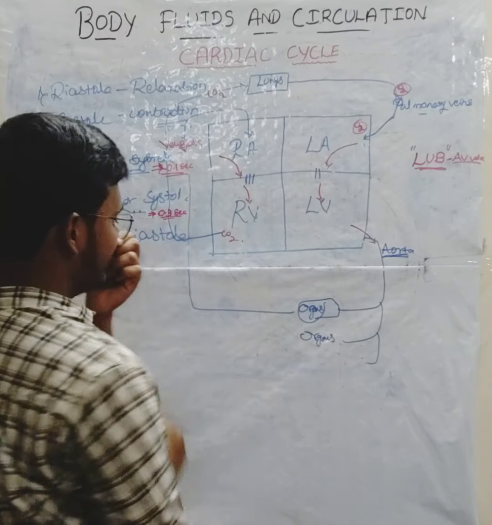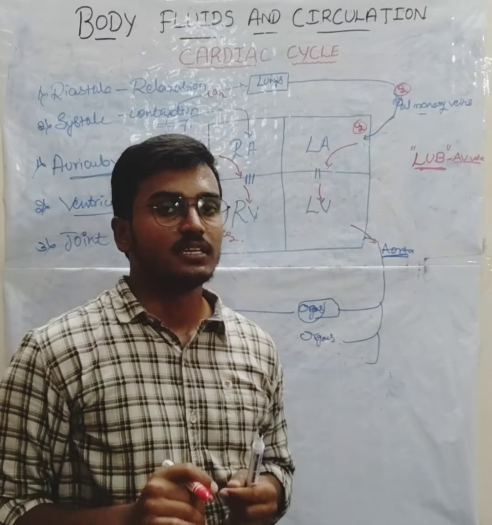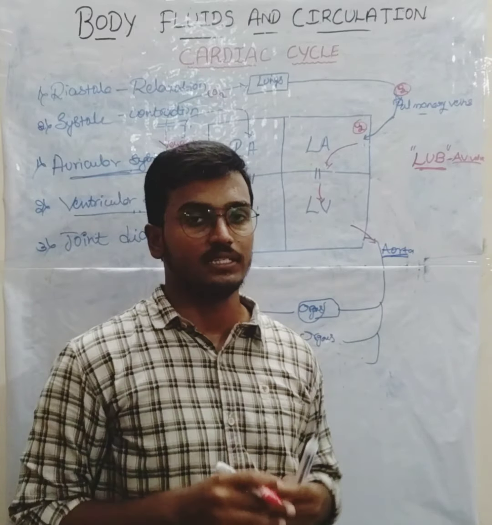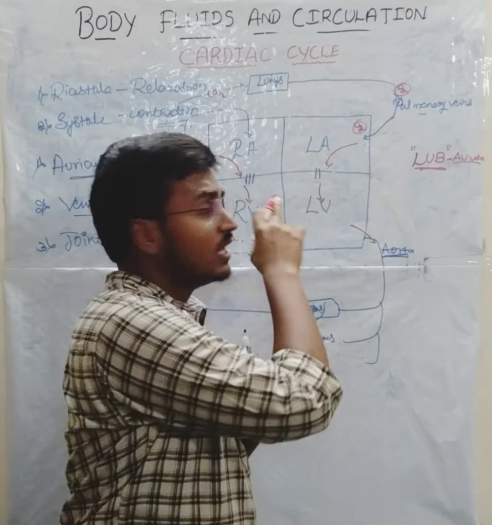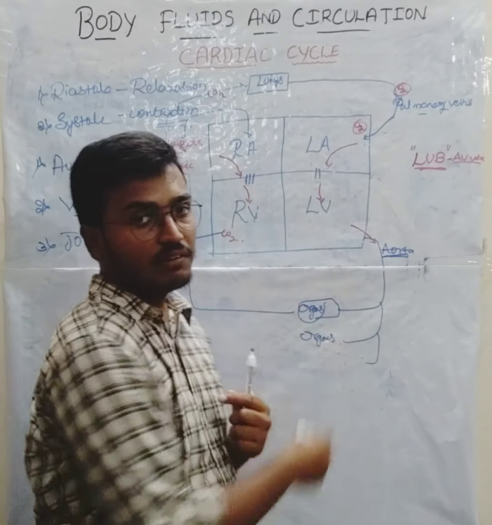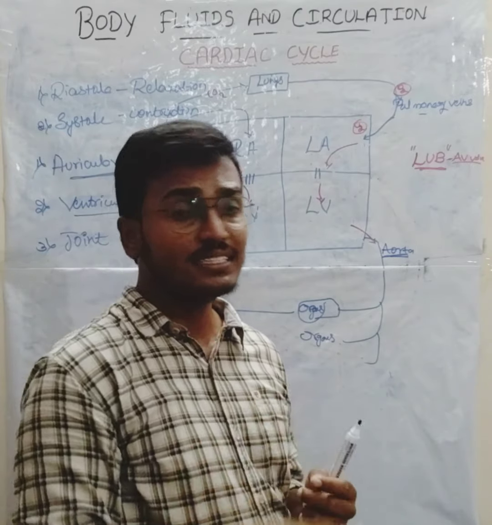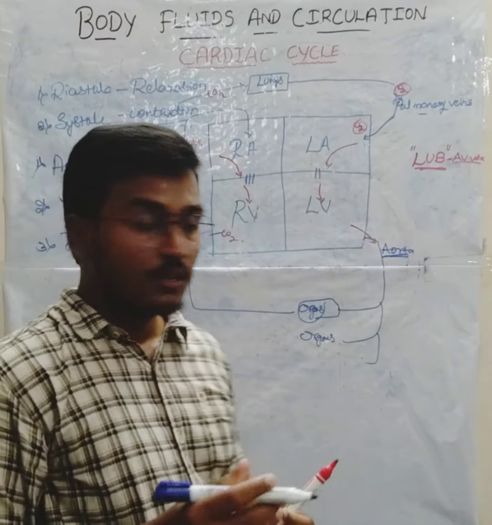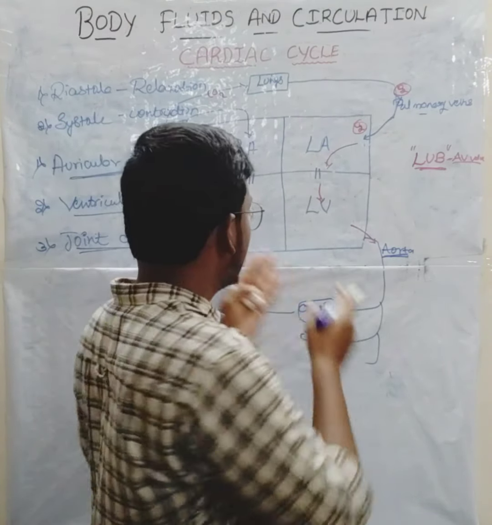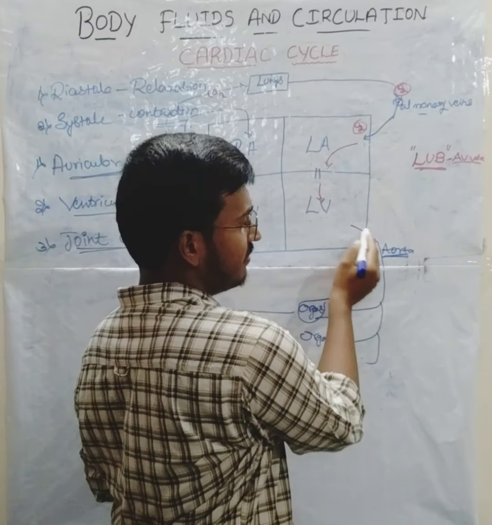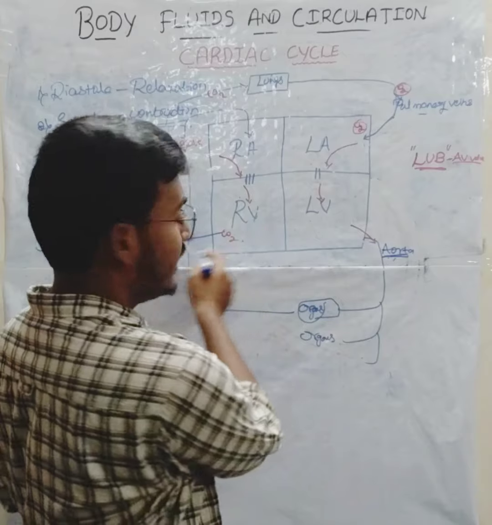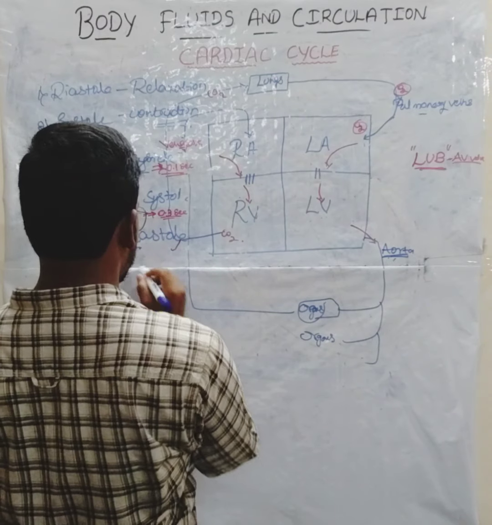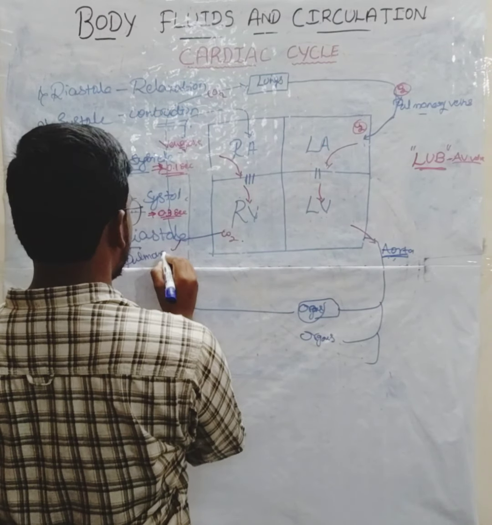It takes place in 0.2 second. At the next phase, all four chambers are in a relaxed state. Both auricles, left auricle and right auricle, right ventricle and left ventricle, all four chambers are in a relaxed state. That is the joint diastole. From the left ventricle the aorta arises, and from the right ventricle, this is the pulmonary artery, right? The pulmonary artery is present here.